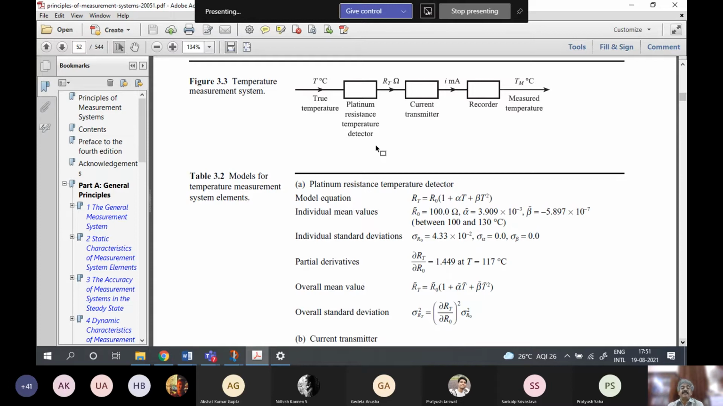And there is a resistance to current transmitter. Again, you are using a current transmitter, and then finally there is a recorder. So we want to know that if we know the characteristic of the temperature detector and the characteristic of the current transmitter and the characteristic of the recorder, how can we find the characteristics of the final measurement, right?